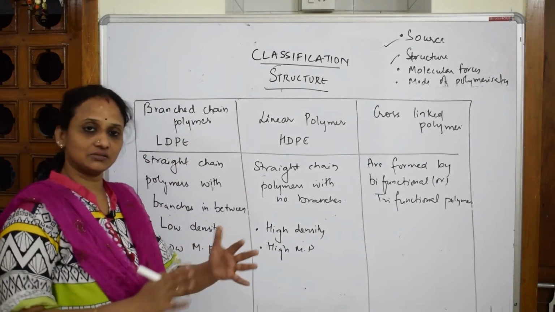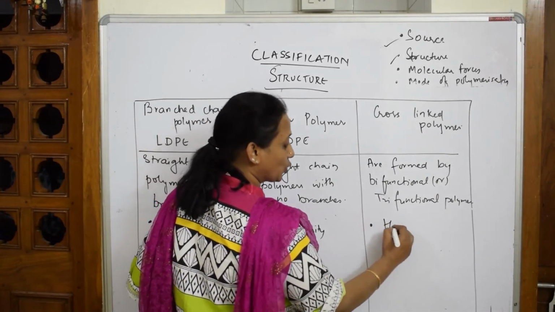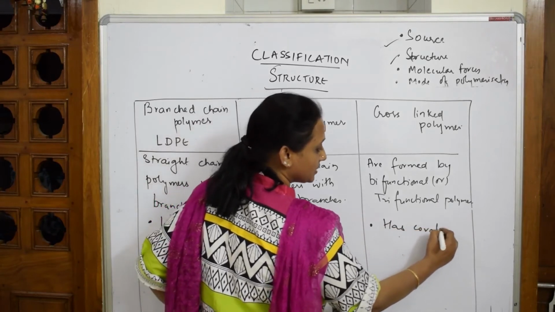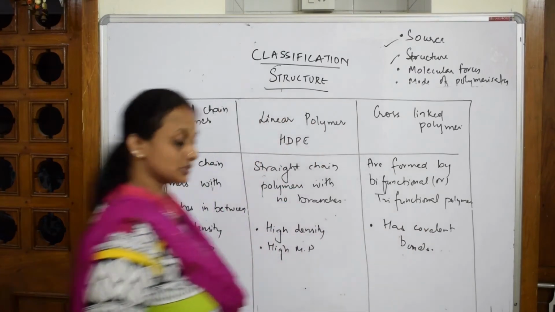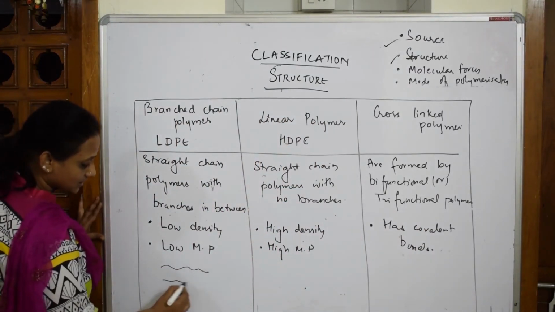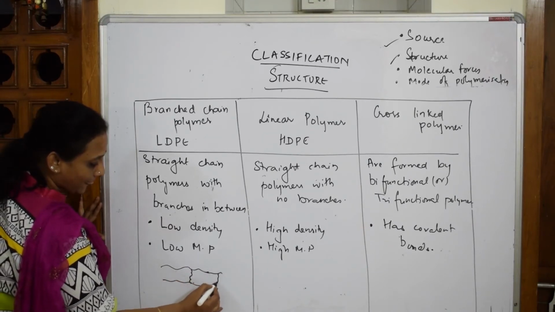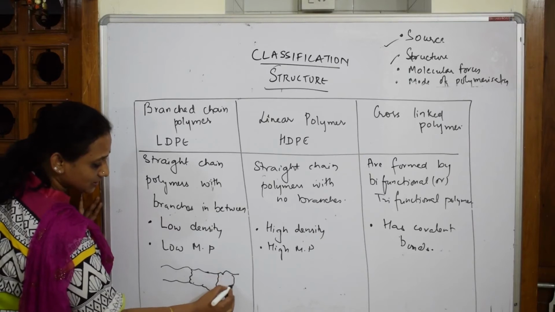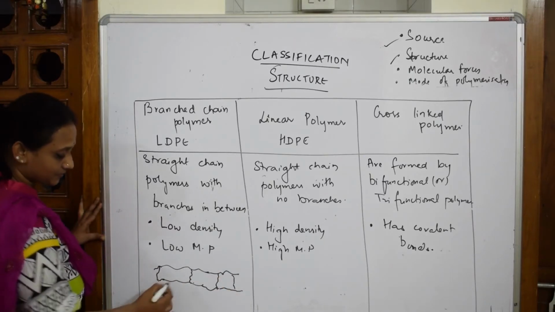Here it is in between. And how does this look? This basically has covalent bonds between them, has covalent bonds. So when I have to draw the branched polymers, it is in this way, branch. Again this is a branch, this is the branched structure. Again this is branched in this way, right? So branched in this way.